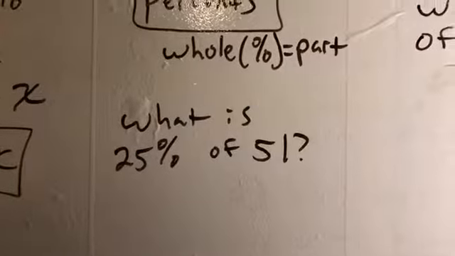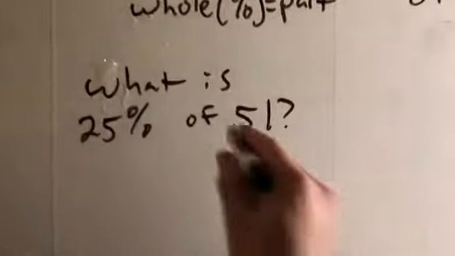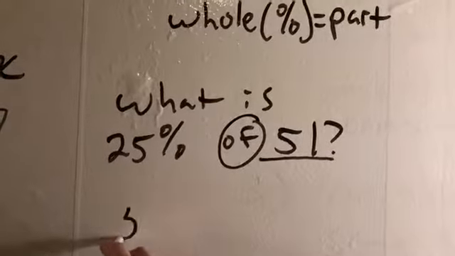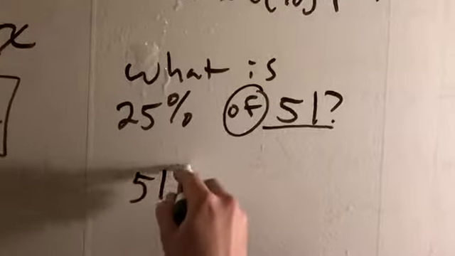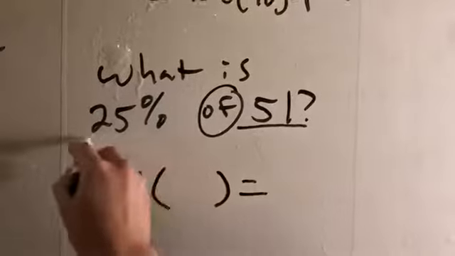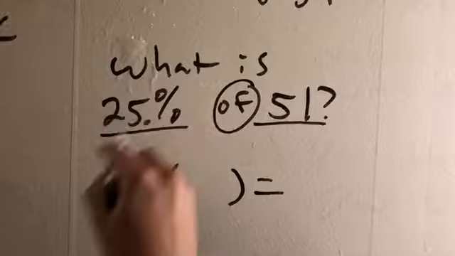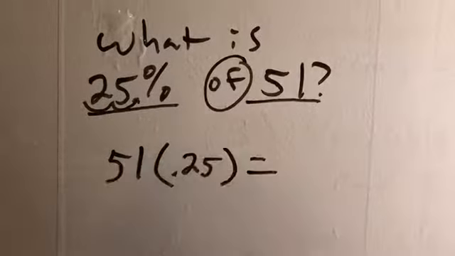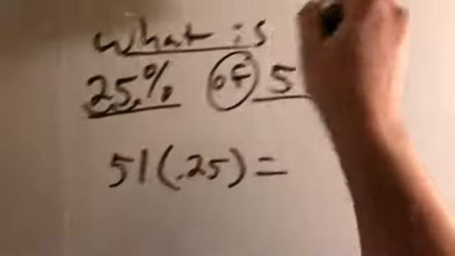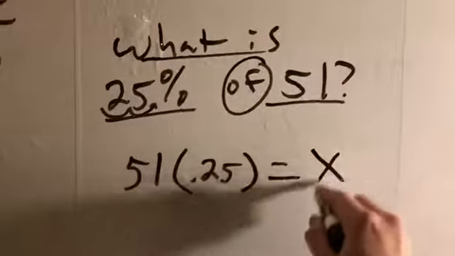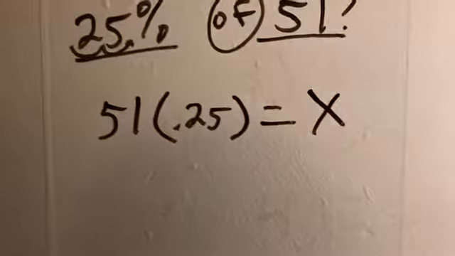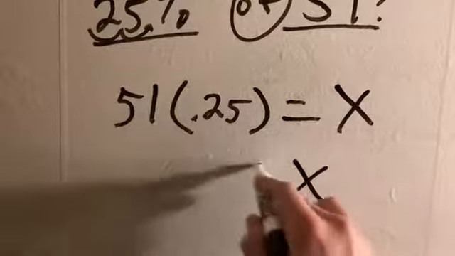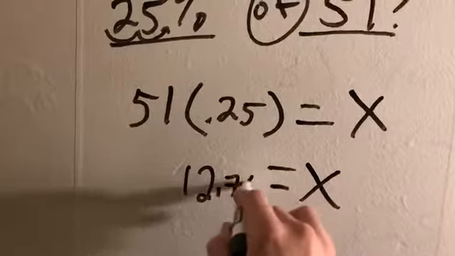Let's try this one. What is 25% of 51? So we automatically know of 51 gives us the whole. I have enough information for my percent, so I'm going to find the decimal point and move it over 1, 2, to get 0.25. And I don't know what is. I don't know the part. Once again, this is going to be straight, ready for our calculator. 51 times 0.25. And we end up getting 12.75.